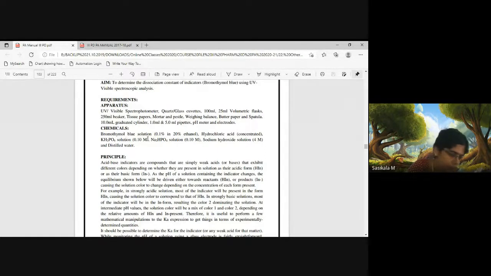In order to know the pKa value, we need to prepare different pH solutions. For that, potassium dihydrogen phosphate and disodium hydrogen phosphate, sodium hydroxide solution and distilled water are all required for preparing buffers. Buffers mean they will indicate a constant pH. In order to prepare different buffers, 0.1 molar potassium dihydrogen phosphate and disodium hydrogen phosphate solutions are taken. Then a 4 molar sodium hydroxide solution is taken.